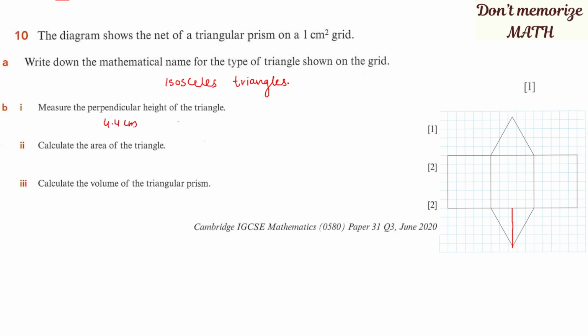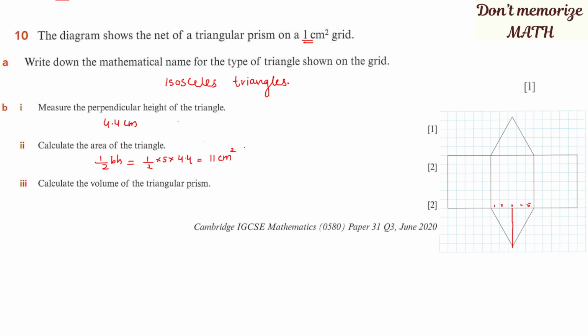As I know, the answer is 4.4 centimeter. Then calculate the area of the triangle. How to find the area of a triangle? Area of triangle is half BH. B is the base. What will be the base here? The base is already given. Triangular prism on a 1 centimeter square grid, so each square will be 1. So 1, 2, 3, 4, 5. So the base is 5. So you can take half times 5 times height, which is 4.4, we already measured, right? So half times 5 times 4.4 is 11 centimeter square.